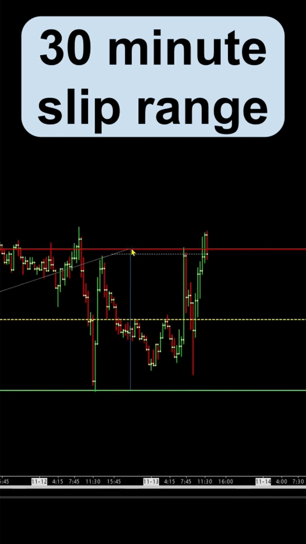How to find a high probability mean reversion trade. What you can see here is a 30-minute time frame. Notice where the range is from up here to down here. This is the midline. Notice how the price action dumps right here, rips up very violently, trickles down, rips up violently here, rips down violently, rips up violently again. This is called a slip range.